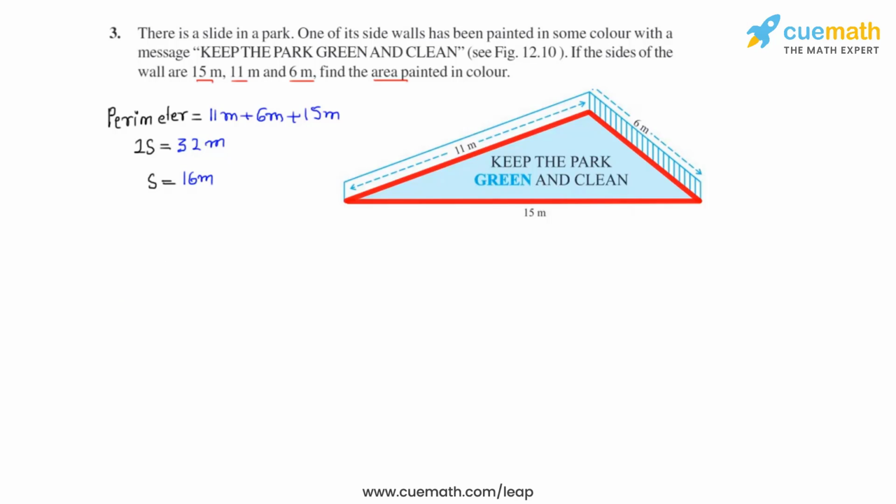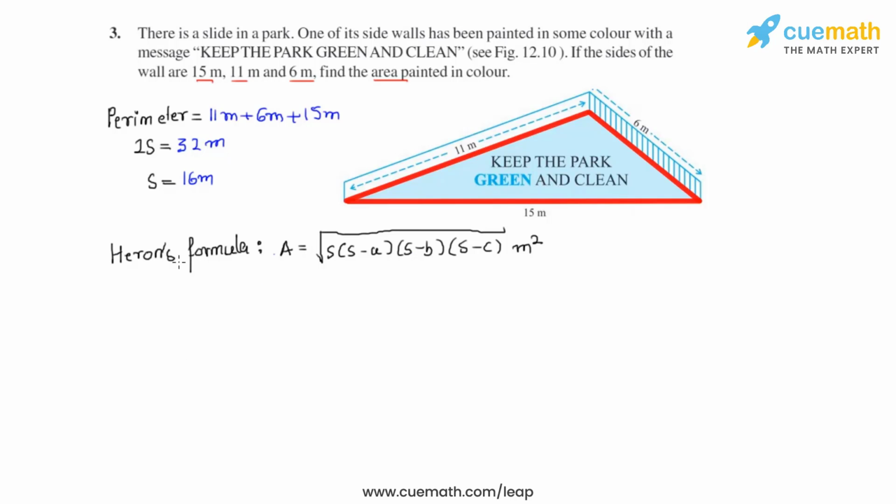Now let's write Heron's formula, by which we can calculate the required area. So we write A equals under root S times (S minus A) times (S minus B) times (S minus C) meter square, where S is the semi-perimeter and A, B, C are the three sides of a given triangle.